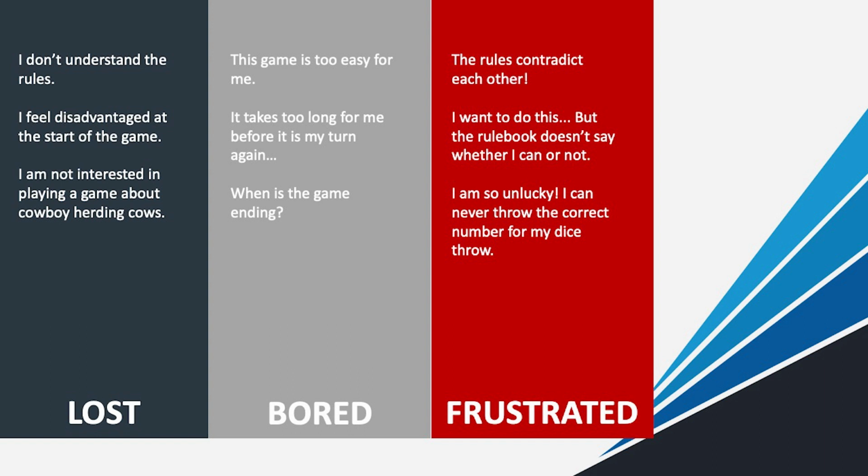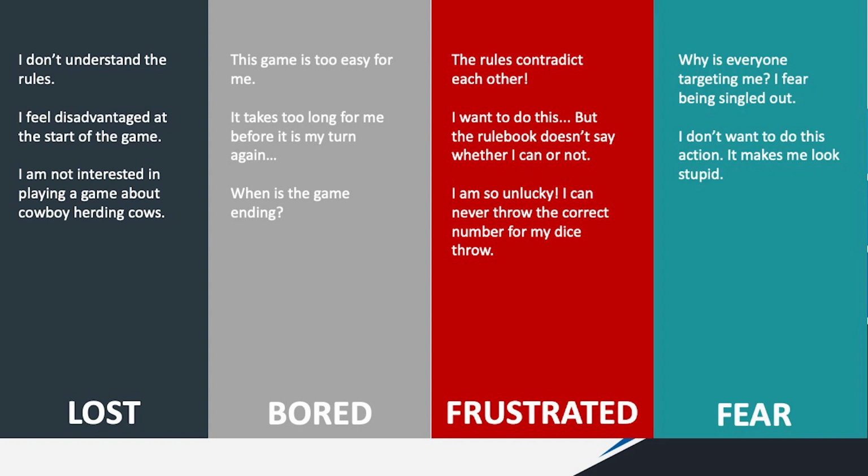The third emotion we have is frustration. This comes about when people are unable to complete the game, like rules contradict each other, or they are not sure what they can do, and when luck goes against them. Lastly, we have this feeling of fear, whereby you feel that people have been ganging up on you in a game, and that comes in games whereby it's very competitive, and they do not create mechanics to spread the targeting around, and everybody just targets one player.